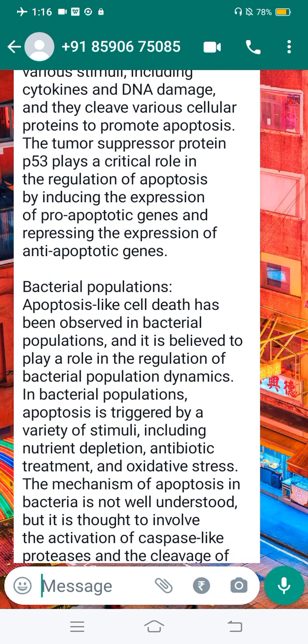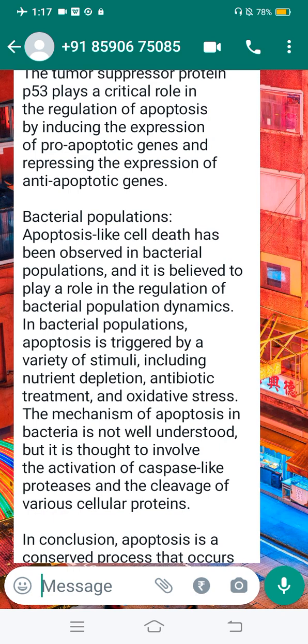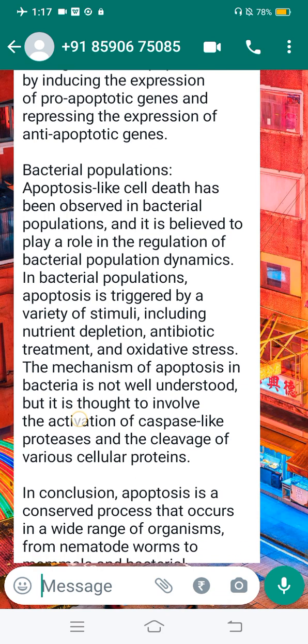In the case of bacterial populations, apoptosis-like cell death has been observed and is believed to play a role in the regulation of bacterial population dynamics. In bacterial populations, apoptosis is triggered by a variety of stimuli, including nutrient depletion, antibiotic treatment, and oxidative stress. The mechanism of apoptosis in bacteria is not well understood, but it is thought to involve the activation of caspase-like proteases and cleavage of various cellular proteins.